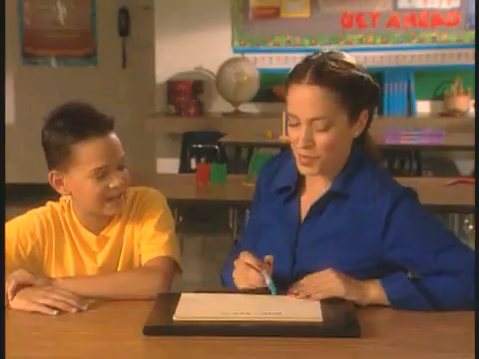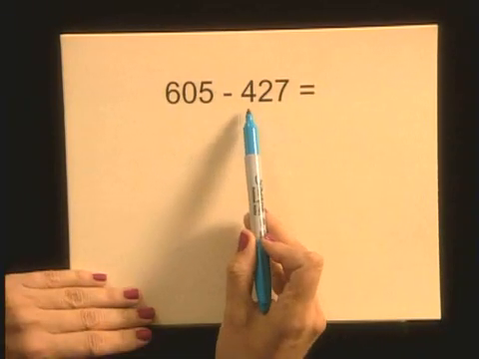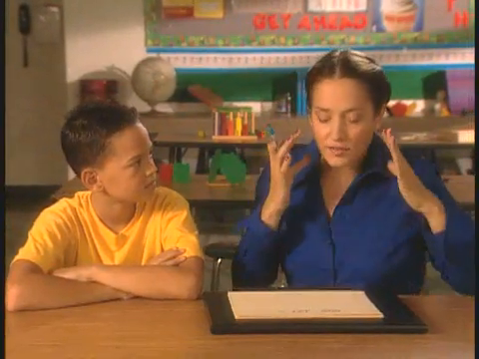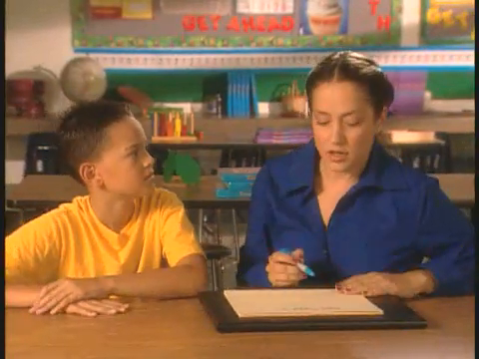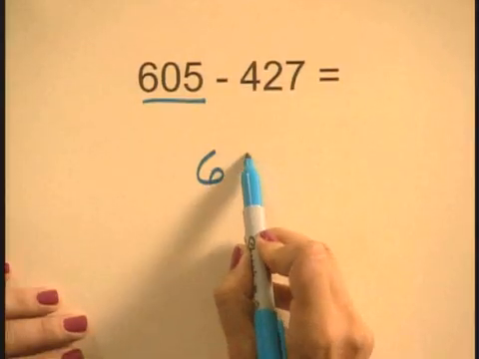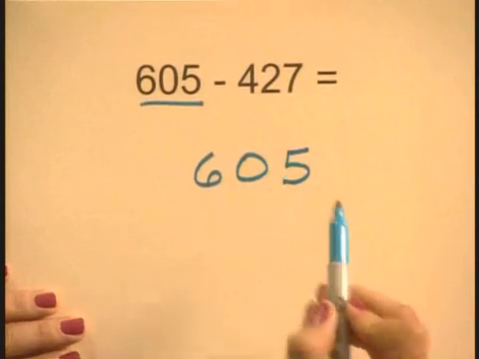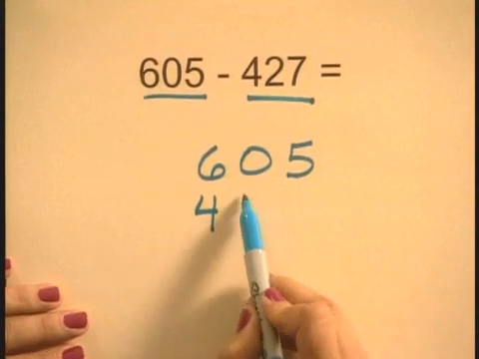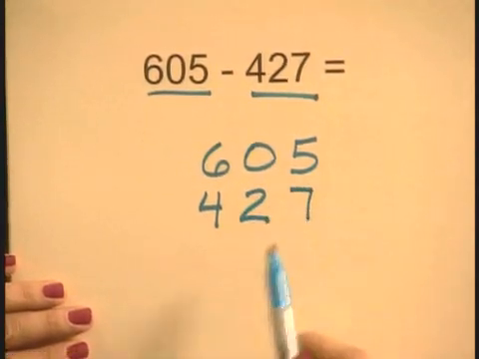Now, next problem. Can you read this one for me? 605 minus 427. Excellent. Now, in this case, we don't have a place value chart, and sometimes you're not going to have one. So you have to sort of make imaginary columns on your paper. You just do it in your mind. So we're going to put 605 into our imaginary columns. The 6 goes in the hundreds place, tens place, and ones place. We're going to do the same thing with number 427. The 4 goes in the hundreds place, the 2 in the tens place, and the 7 in the ones place.